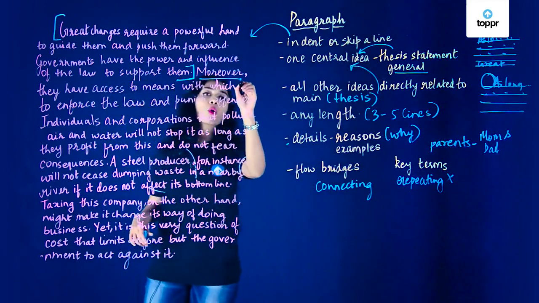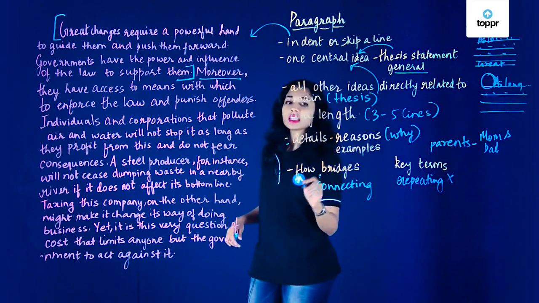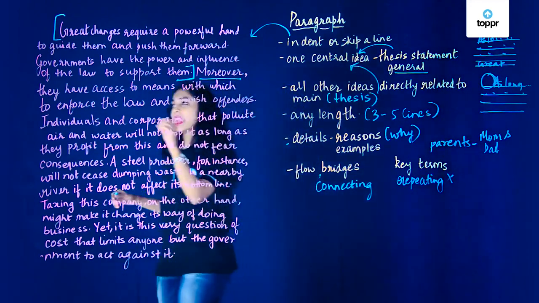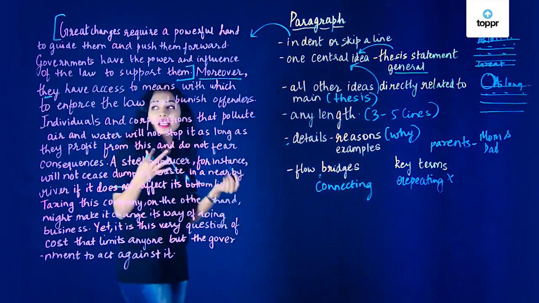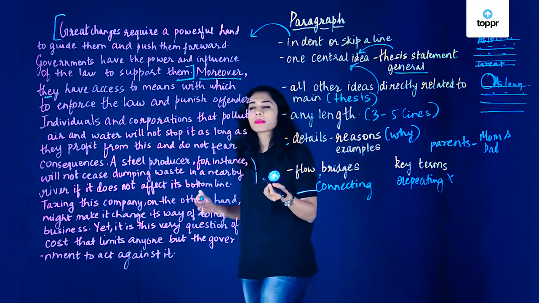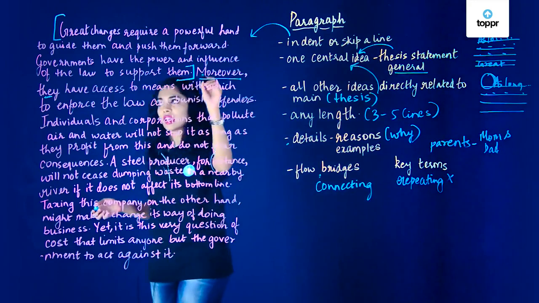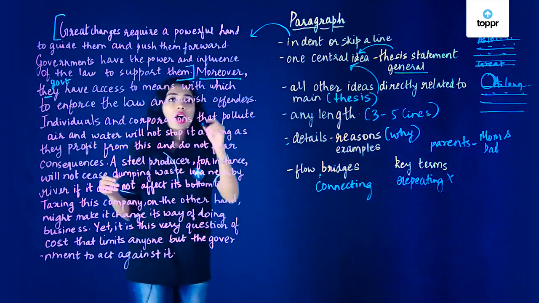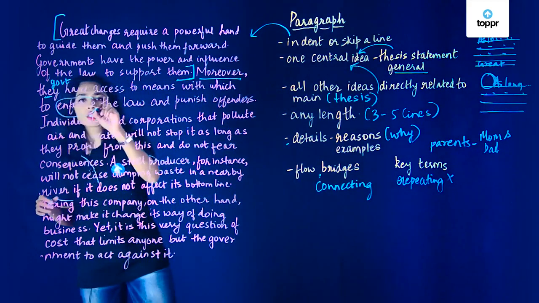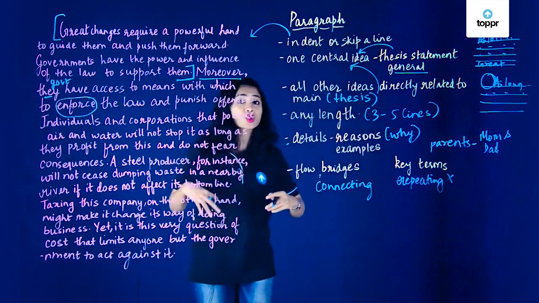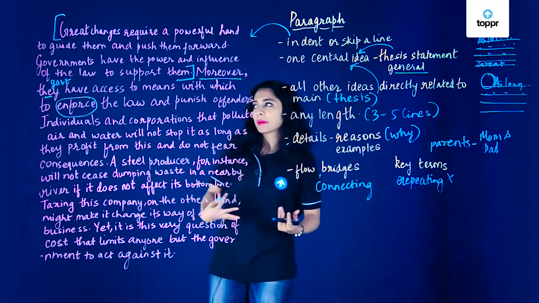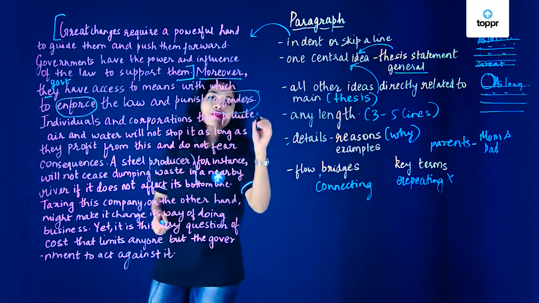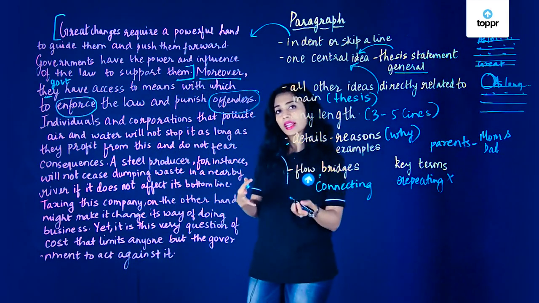If you look at this word moreover here, it is our flow bridge, that is our connecting word, our linking word. So moreover, they have, by they I mean the government, they have the access to the means with which to enforce the law and punish offenders. So here with this link, I have said that government have the access to the means to enforce. What is the meaning of enforce? When I say enforce, that is to make something happen. Government can make it happen. They can enforce the law and punish the offenders. What are offenders? Offenders are people who break the law.